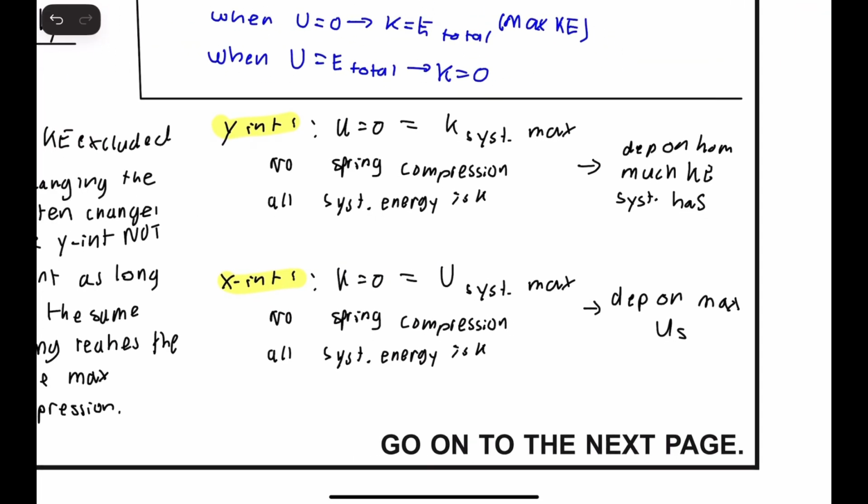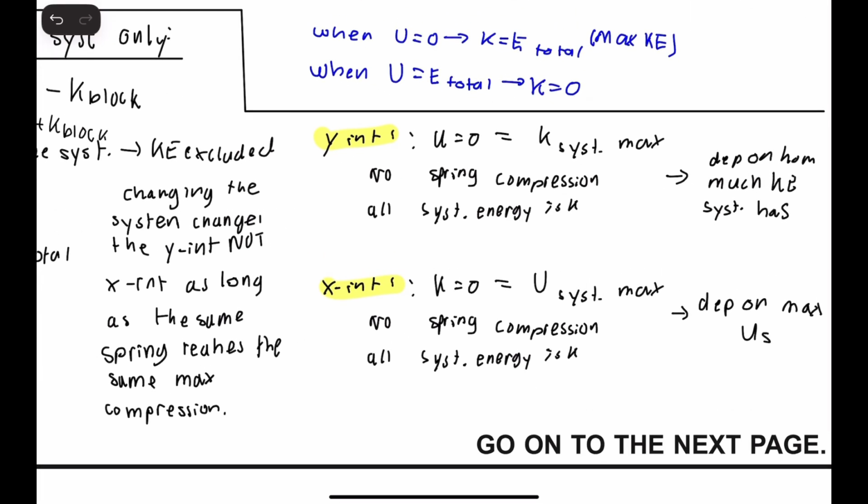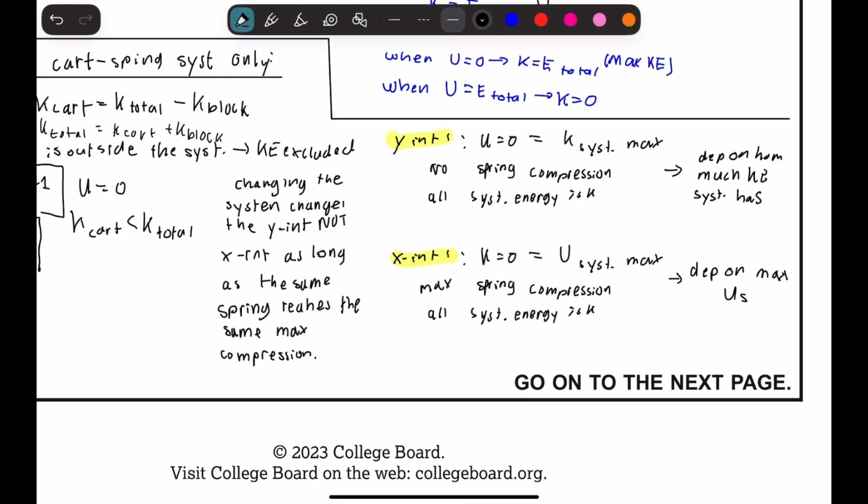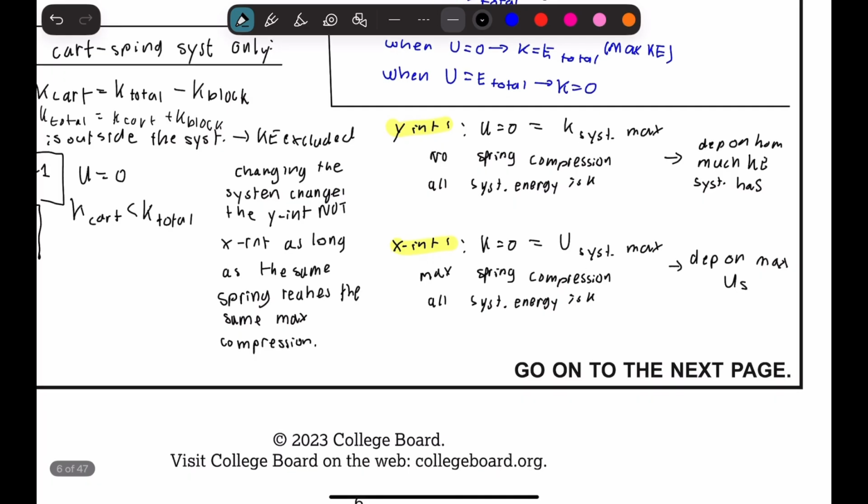So here, the y-intercept is when your potential energy is equal to 0. That occurs when your kinetic energy is at its system max, and that means you have no spring compression. Then all the system energy is just kinetic energy, and that's dependent on how much kinetic energy the system has. While the x-intercept is when your kinetic energy is equal to 0, and your potential energy of the system is at its maximum. That's when you have max spring compression, and that means all your system energy is actually potential, and that's dependent on the max amount of potential energy that your system has.